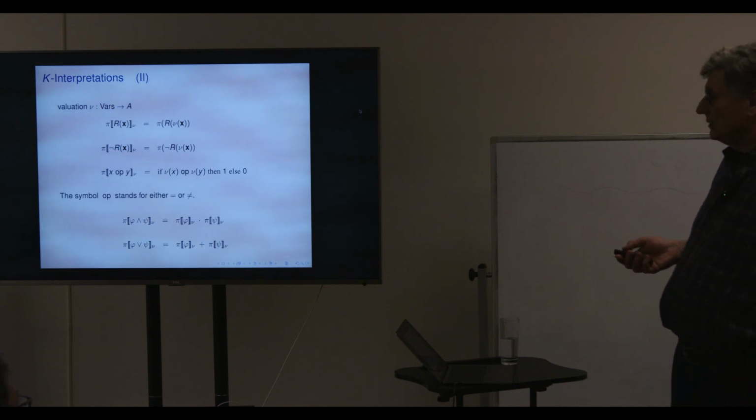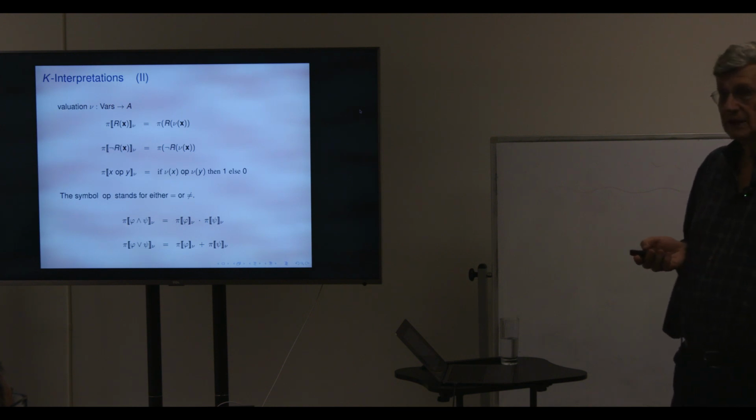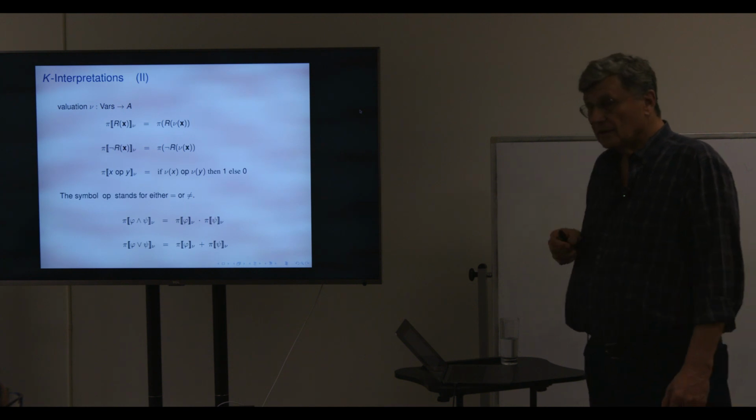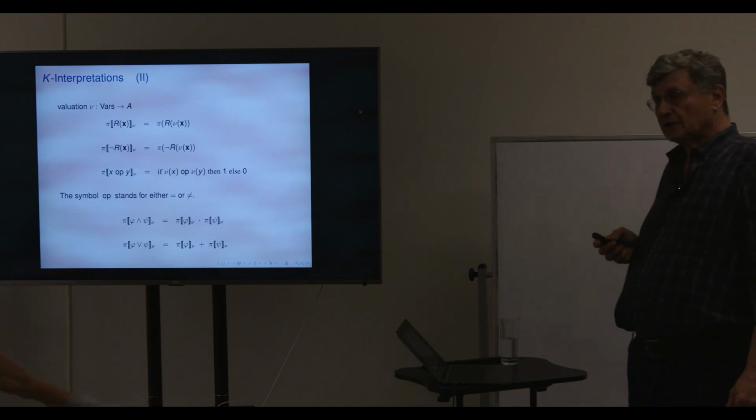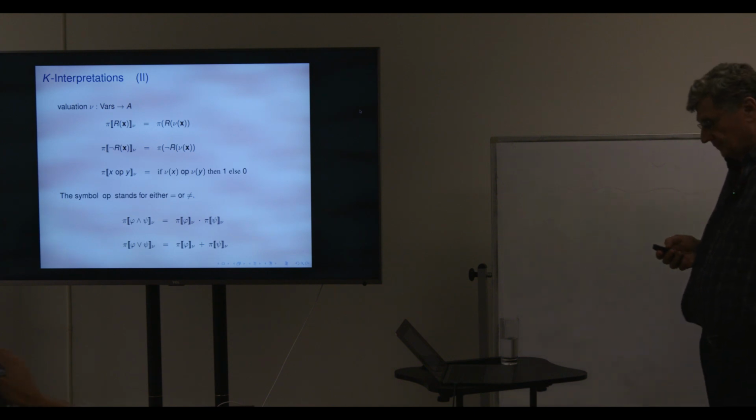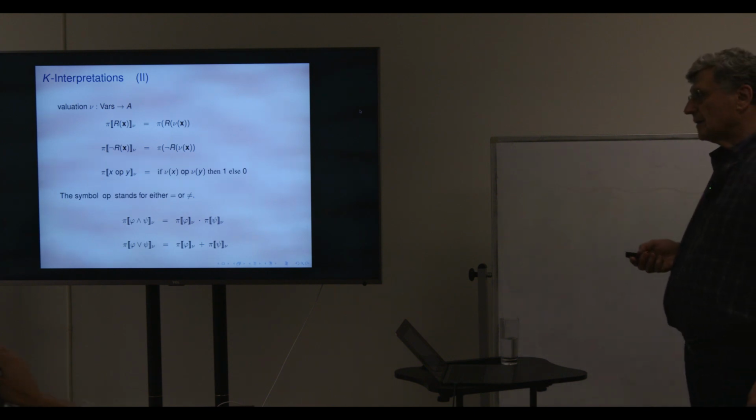So now, you're not surprised to see that conjunction is interpreted as the multiplication of the semiring. Yes? And disjunction is interpreted as the addition of the semiring. David? If I think in terms of tables, I think in terms of rows, is it that every row has an element of K?